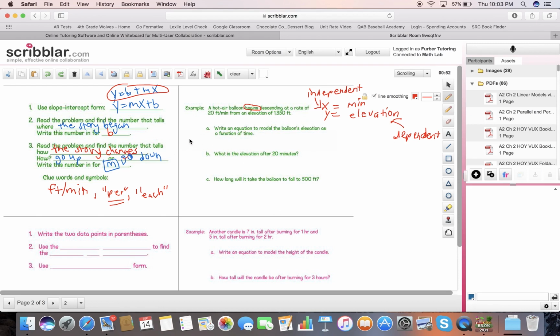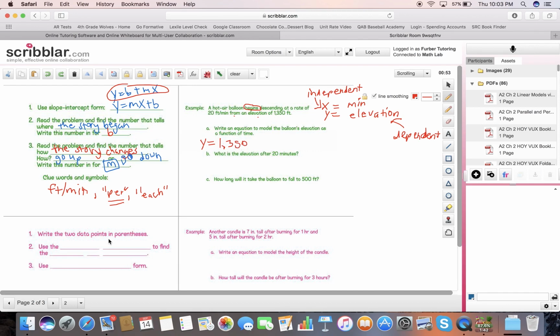So how do I write this as an equation? Well, we always want to write it in slope-intercept form. So it's going to be y equals mx plus b, right? Okay, what's my beginning point? Where did the hot air balloon begin descending from? What was its elevation at the moment when it decided, hey, I'm ready to go down? Well, it tells you a hot air balloon begins descending from an elevation of 1,350 feet. So that's my starting point. That's my B. And I like to go ahead and leave the B first because this makes sense. If it's the starting point, it should come first.